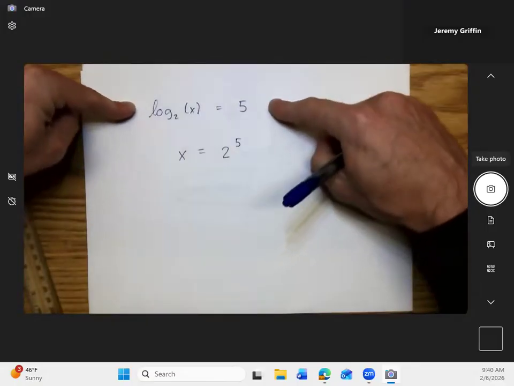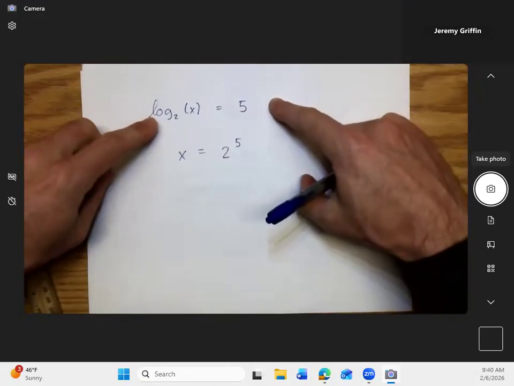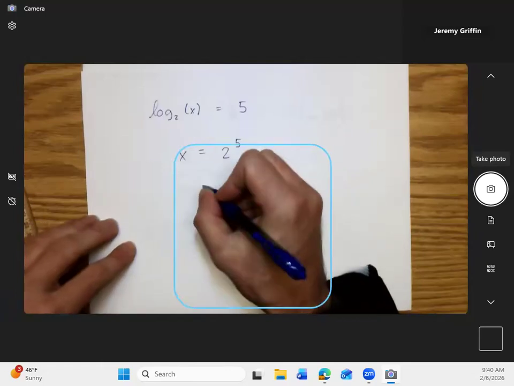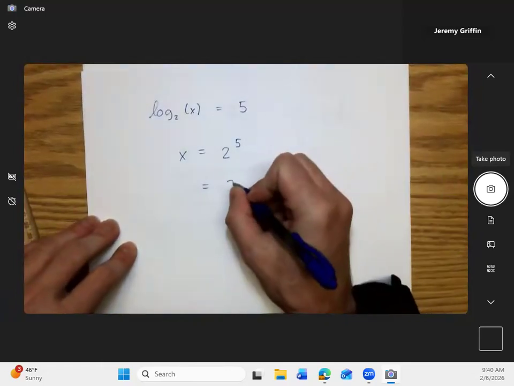So, yeah, log base 2 of x is equal to 5. You can rearrange that, say, this 2 to the power of this 5 is equal to this x. So that's 2 times 2 times 2 times 2 times 2, 32.